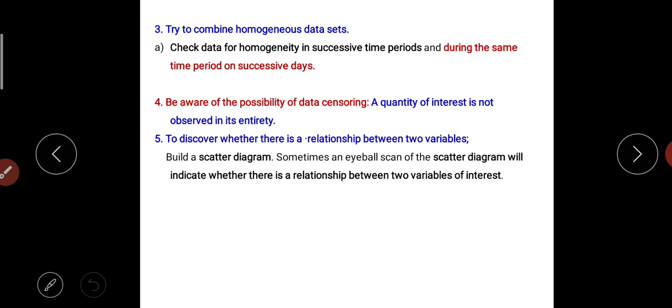The fourth suggestion is to be aware of the possibility of data censoring. Data censoring is nothing but incomplete data. If any data is collected incomplete, then look at such data and find out some steps to complete it, to have complete data. The fifth suggestion is to discover whether there is a relationship between two variables and try to build scatter diagrams. Sometimes an eyeball scan of the scatter diagram will indicate whether there is a relationship between two variables of interest.